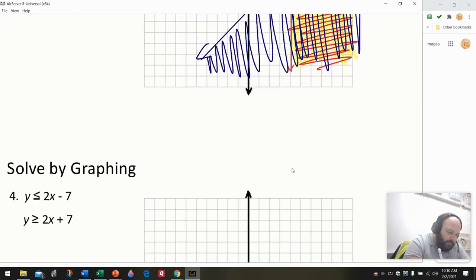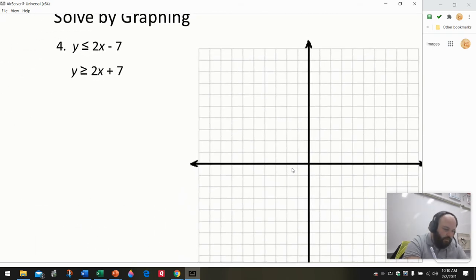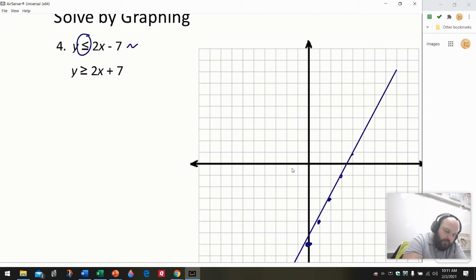Okay, so the last one I'm going to show you today is number 4. And this one's going to be a little different, and you'll see why here in a second. But go ahead and graph this first one. They're both in slope-intercept form, so they're relatively easy to graph. We're going to start at negative 7, which is down here. And then I'm going to go up 2 over 1, up 2 over 1. I'm going to do that a few times. It is a strict inequality, which it says y is less than or equal to. So that means it will be a solid line through those points, just like that.